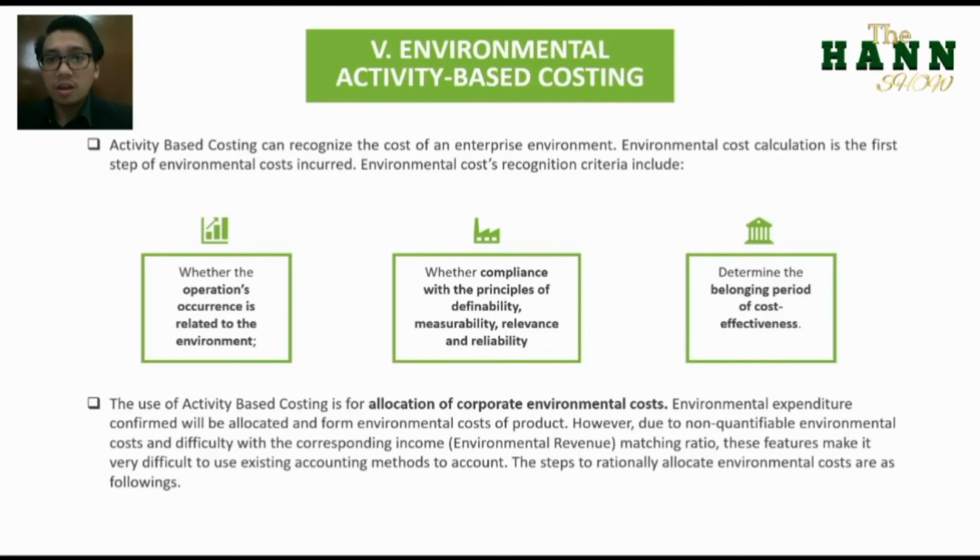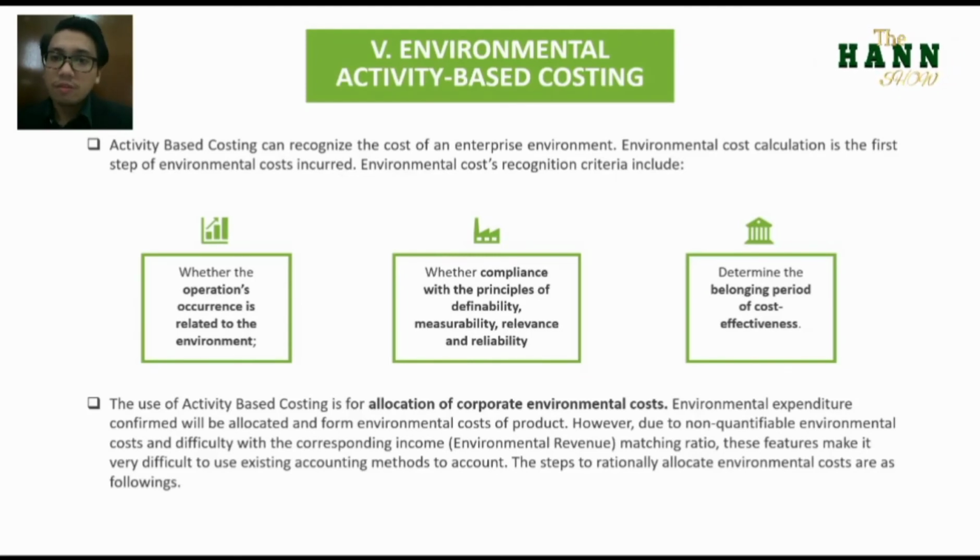ABC can recognize the cost of an enterprise environment. Environmental cost calculation is the first step of environmental cost incurred. Environmental cost recognition criteria includes 3 things. The first one is whether the operation's occurrence is related to the environment. Second one is whether the compliance with the principles of definability, measurability, relevance, and reliability. The fourth one is to determine the belonging period of cost effectiveness.